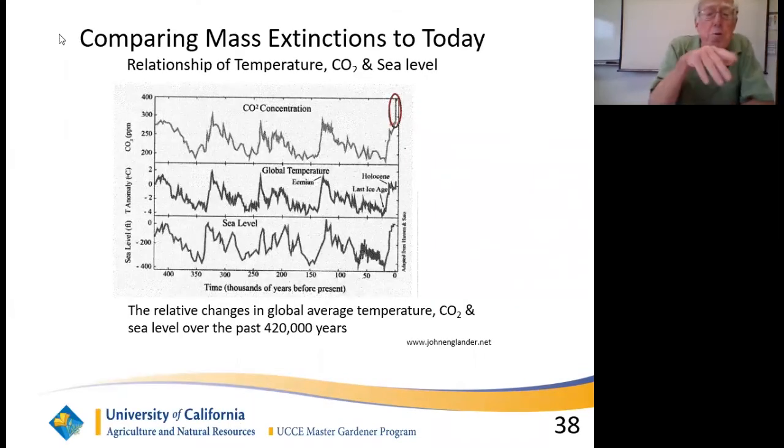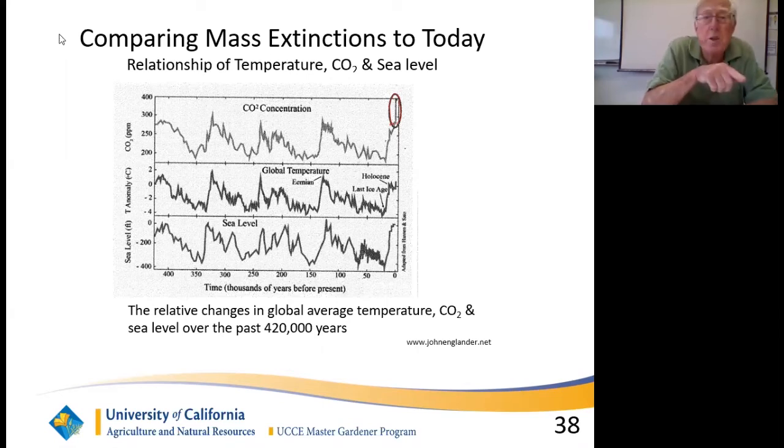So this combination of graphs here shows the concentration of carbon dioxide in the atmosphere, average temperature, and sea level changes over the past 420,000 years. Note the close correlation between carbon dioxide concentration and the rise and fall of temperature and sea level. They're virtually moving in lockstep. Would that suggest anything to you?